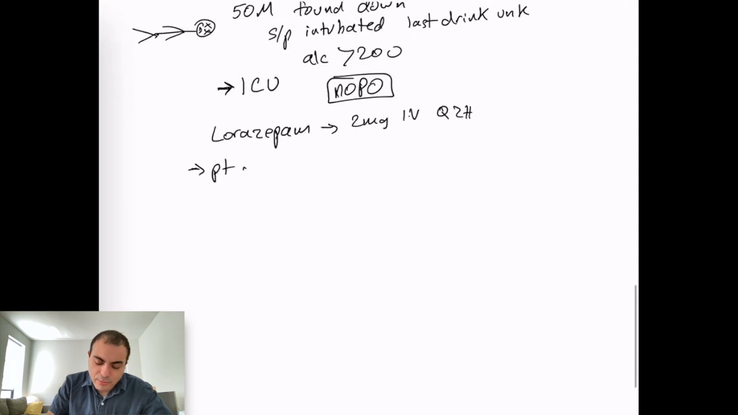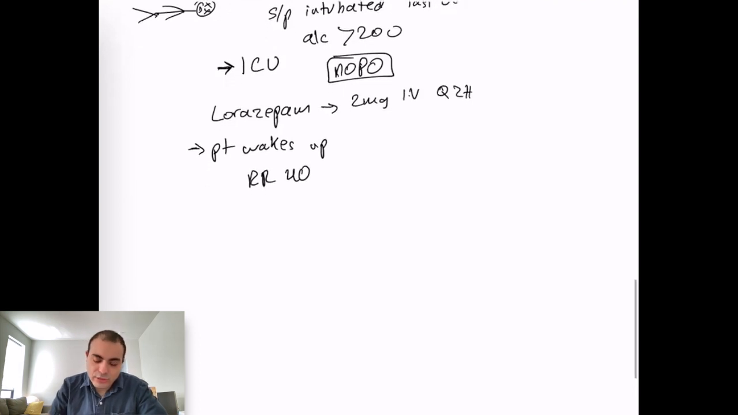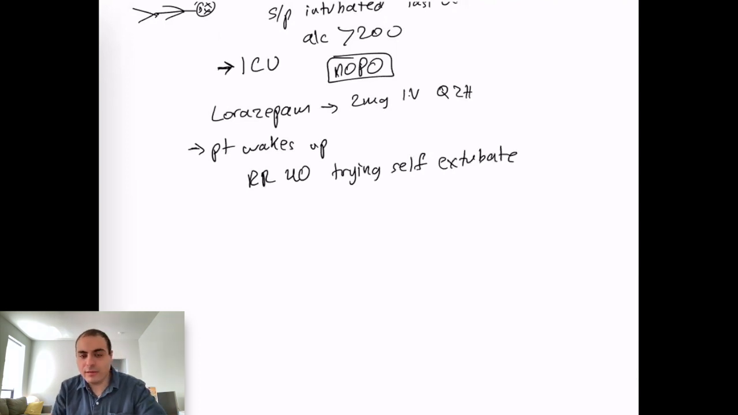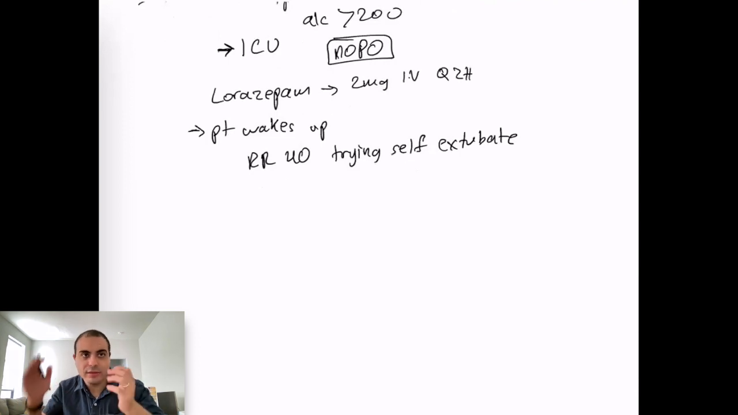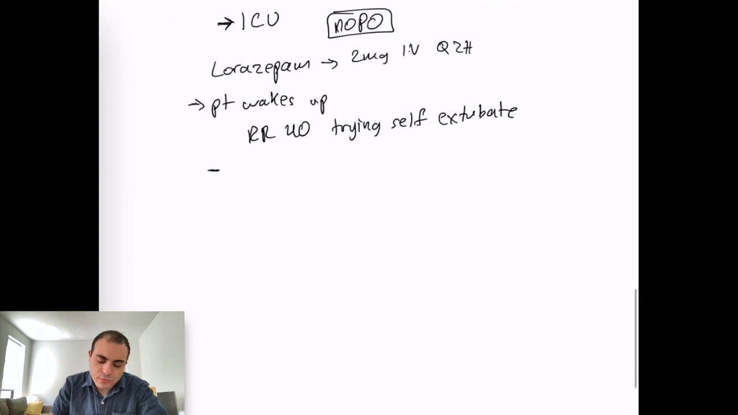The patient wakes up, okay? He's intubated, and then he starts fighting the vent, okay? His respiratory rate goes up to 40, and he's trying to self-extubate. So at this point, you know that they're either severely withdrawing or they're delirious, and they're going into DTs, okay? So now what do you do?